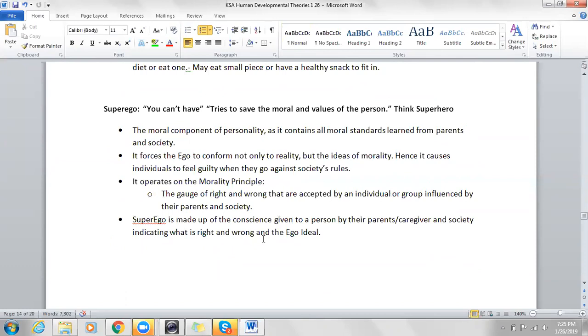It forces the ego to conform not only to reality, but the idea of morality. Hence, it causes individuals to feel guilty whenever they go against society rules. So it operates on the morality principle, which is the gauge of right and wrong that are accepted by an individual or group influenced by their parents and society. And then the superego is made up of the conscience given to a person by their parents, caregiver, and society, indicating right and wrong.